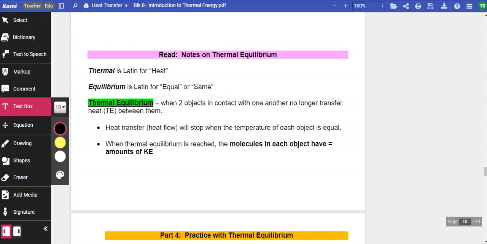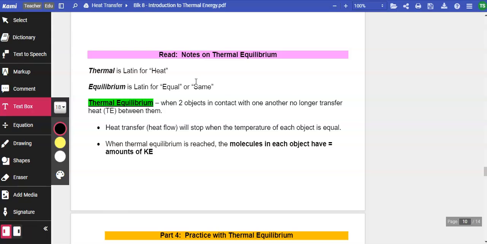So one of the things that we identified last class is that the warmer object will give off heat, but it will not give off all of its heat. So the warmer object will lose heat and cool down, and the cooler object will actually receive that heat and warm up. But it's not going to be a flip-flop where the cooler object now becomes the warmer object and the warmer object now becomes the cooler object. What happens is they meet at a specific temperature.